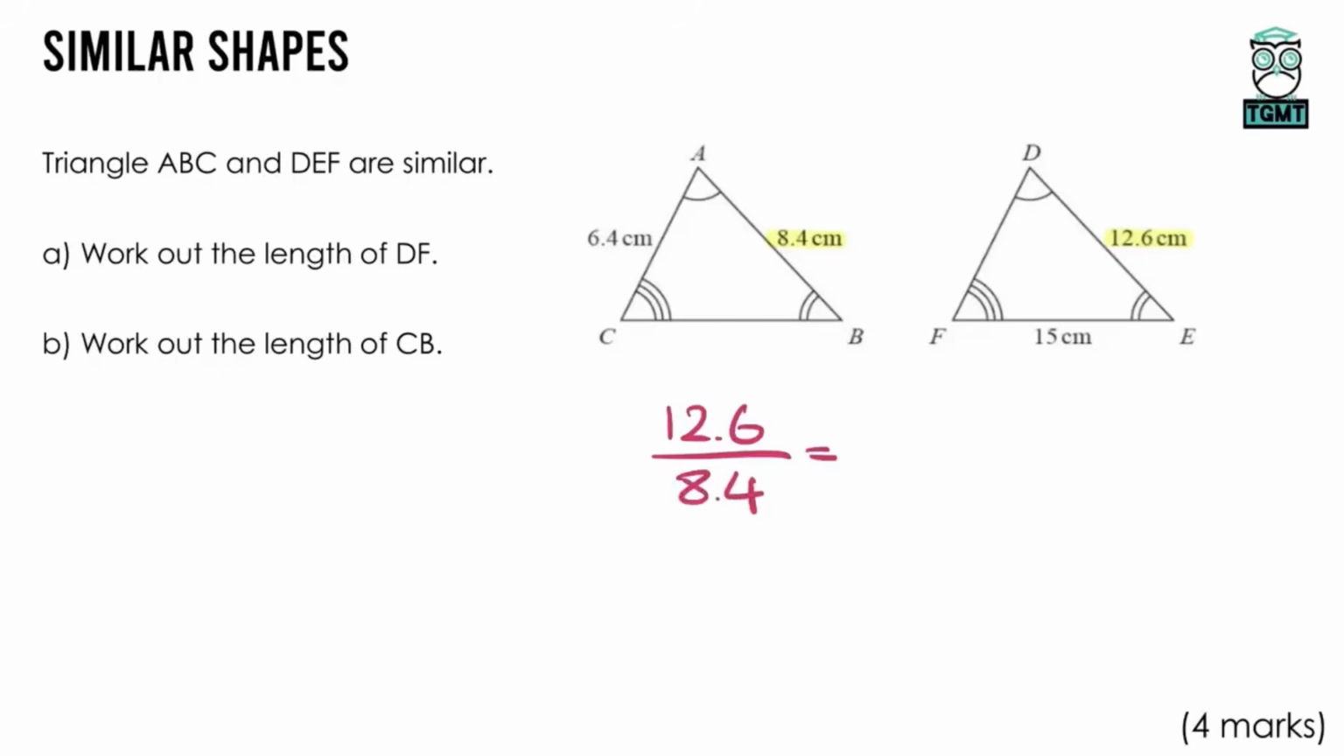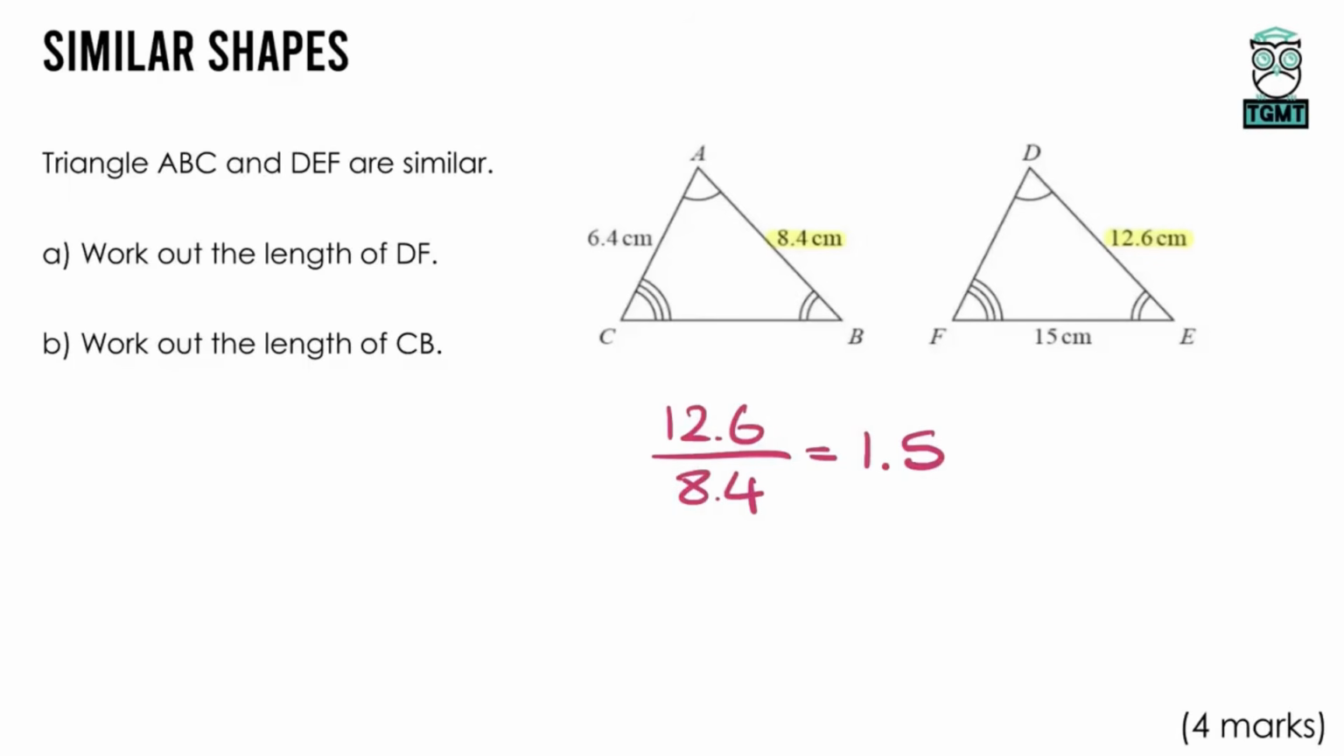So 12.6 divided by 8.4 comes out as 1.5. Now that is our scale factor. That means to get to the right triangle, the bigger triangle, we would multiply by 1.5. And to get to the smaller triangle, we have to divide by 1.5. So now we're just going to apply that.